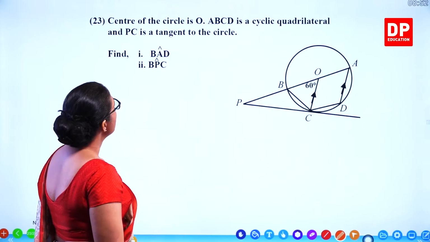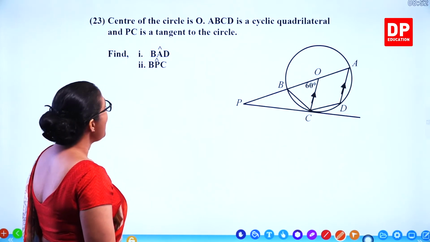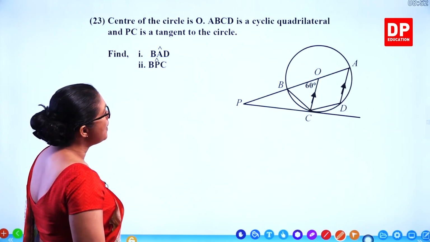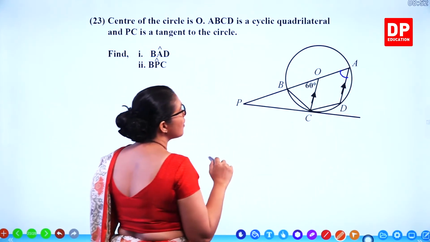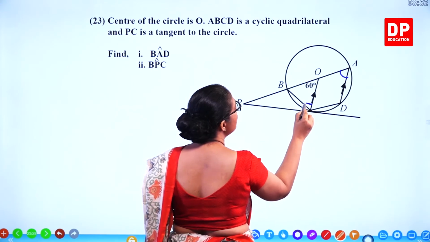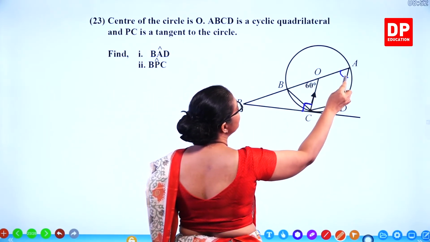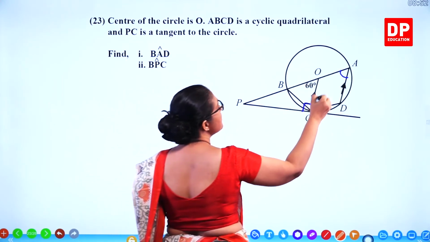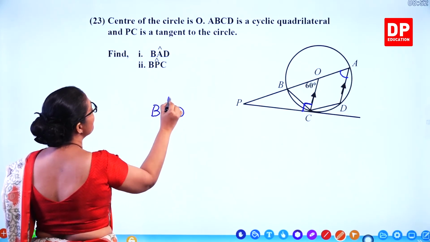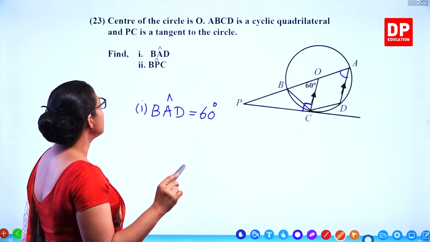Question number 23. Center of the circle is O. ABCD is a cyclic quadrilateral and PC is a tangent to the circle. Find BAD. BAD, this angle. Now look carefully. This is the radius and this is the tangent. This is perpendicular. But easily you can find out this angle. This is given 60. These two lines are parallel. So same angle there. So straight away you can write down BAD is equal to 60 degrees. Corresponding angles are equal when the two lines are parallel.